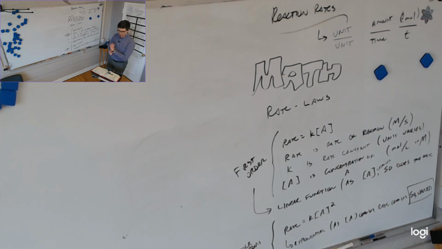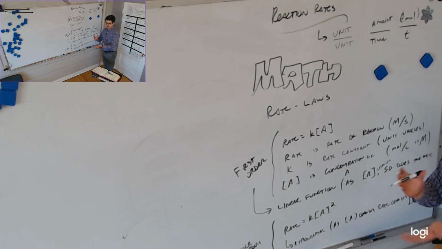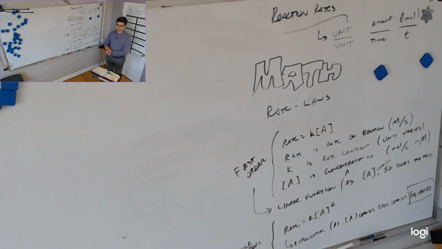Is there a better way to phrase that? It'd be the concentration squared, right? Yeah, that's what it is. Yep, we square the concentration, and that changes the rate. But it's still the same relationship.